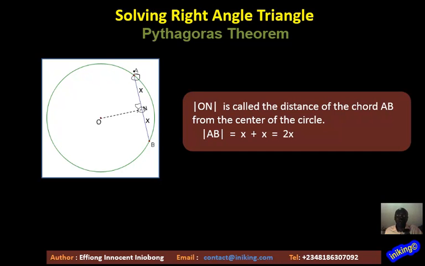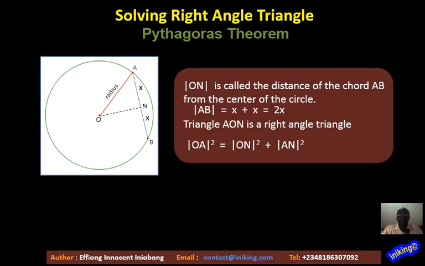So the length of the chord AB is a sum of what? X and X. So take note of that, that the line drawn from the center of the circle perpendicular to any chord divides that chord into two equal halves. Now with this information, armed with this, we can now proceed to solve the problems at hand.